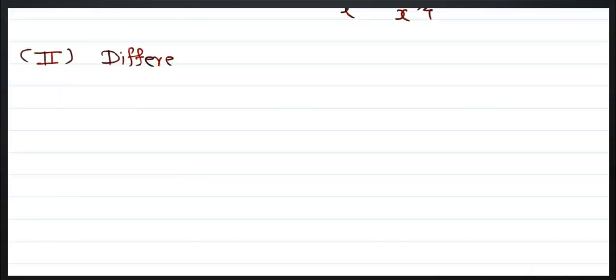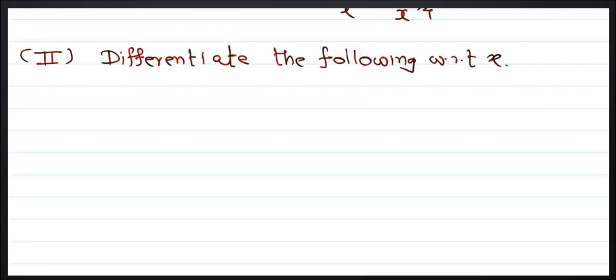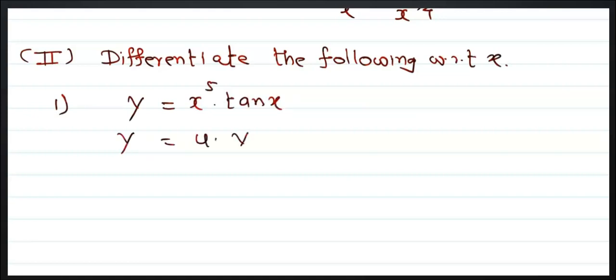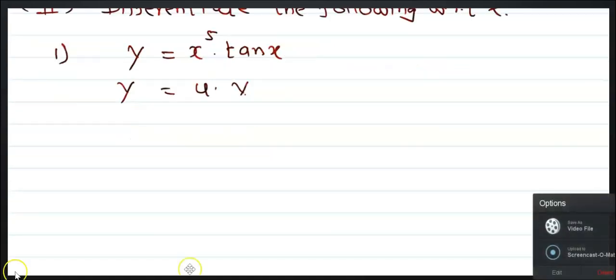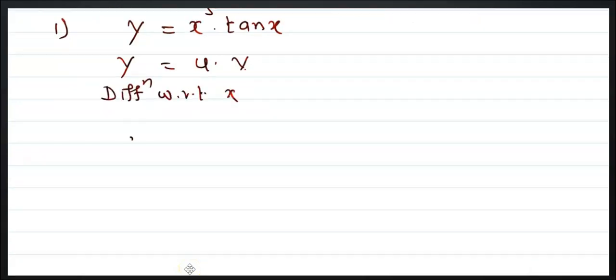Now question number 2. Differentiate with respect to x the following. y is equal to x raised to 5 into tan of x. Now here is a product of two functions. That is, dy by dx is equal to u into dv by dx plus v into du by dx. Differentiate with respect to x. I am writing the rule.